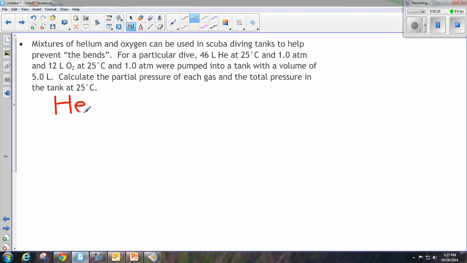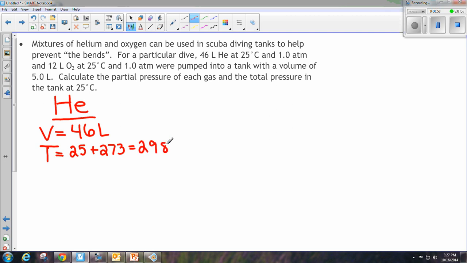So the helium gas, we know a couple of things. We know that the volume of the helium gas is 46 liters. We know that it's at a temperature of 25 degrees Celsius. Remember, we're going to do 25 plus 273. So really we have a temperature of 298 Kelvin. The pressure of the helium is 1 atmosphere. And that's all we know about the helium.